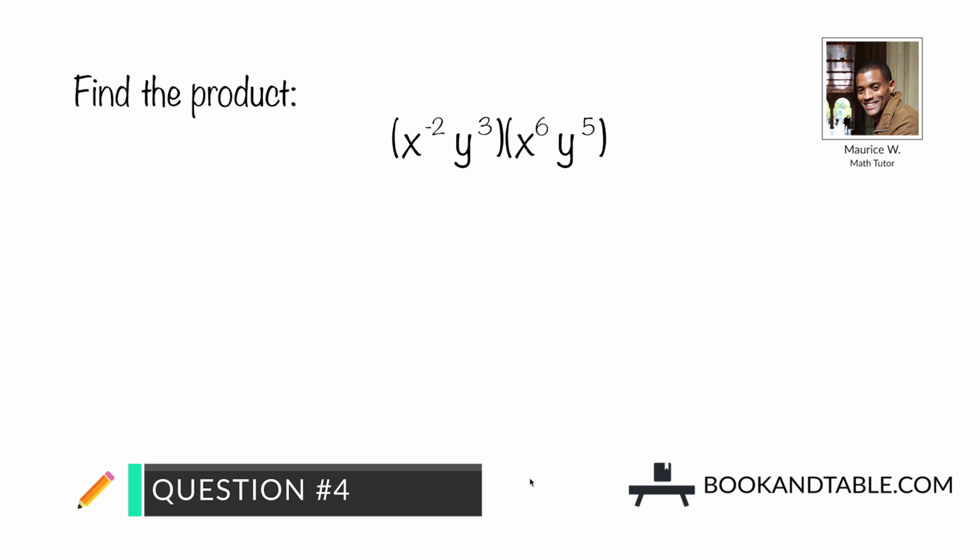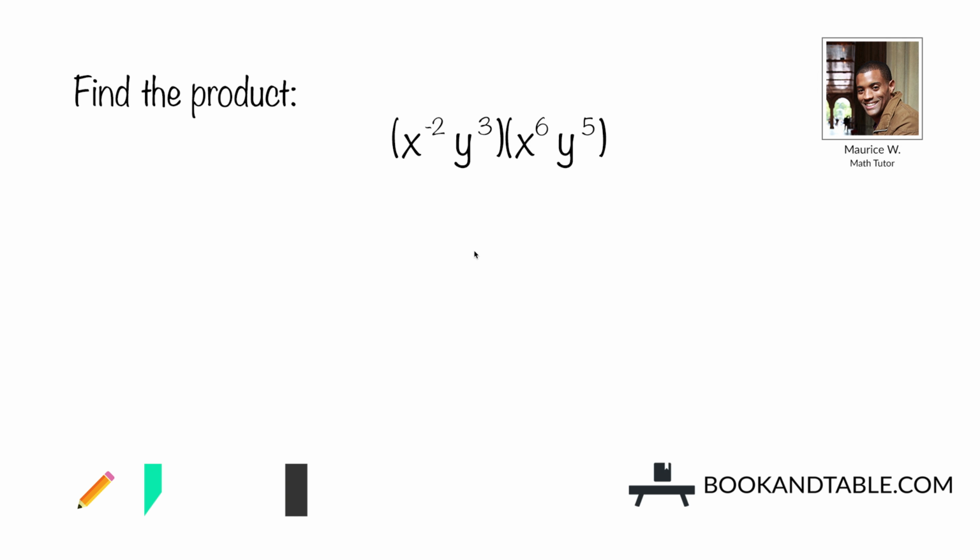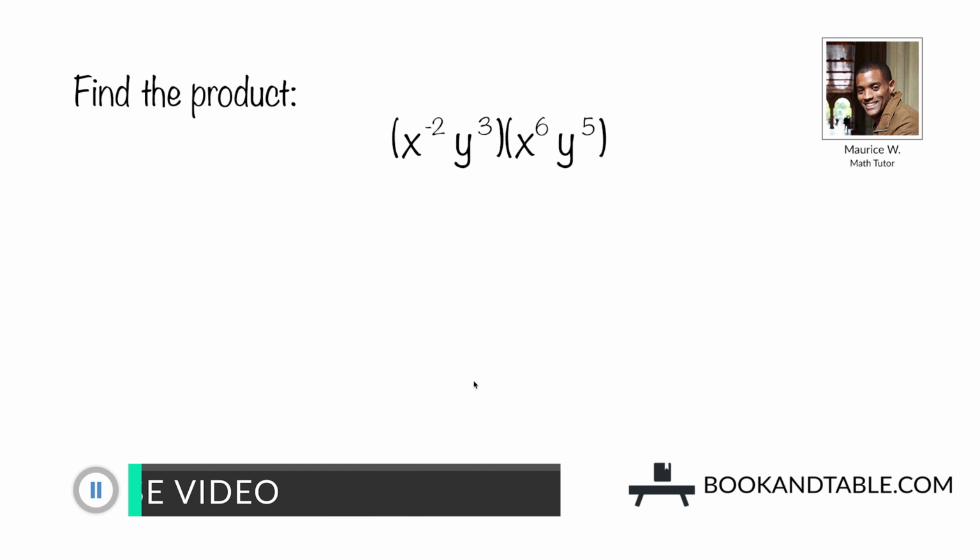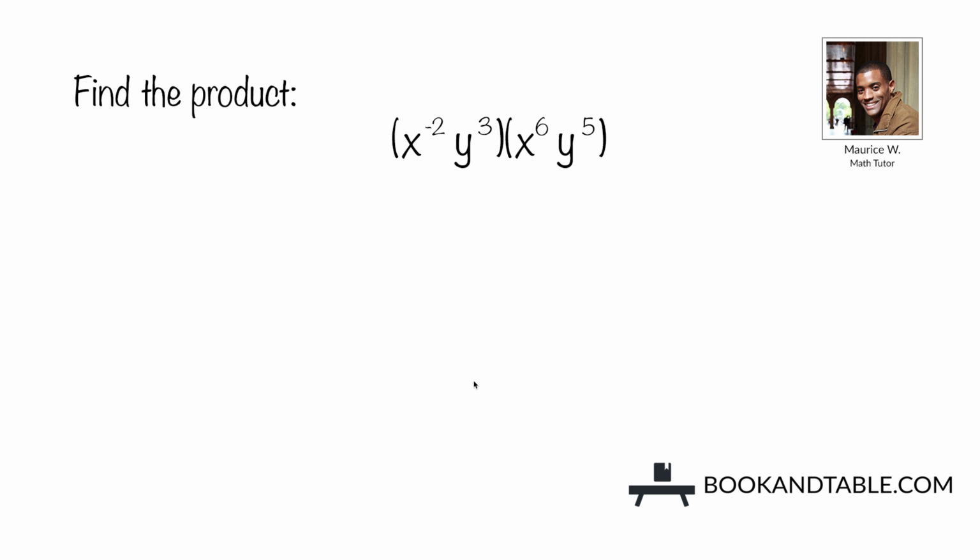Question number 4. Find the product. x to the negative 2, y cubed, times x to the 6th, y to the 5th. Pause the video, answer this question, and then press play when you are ready to begin.